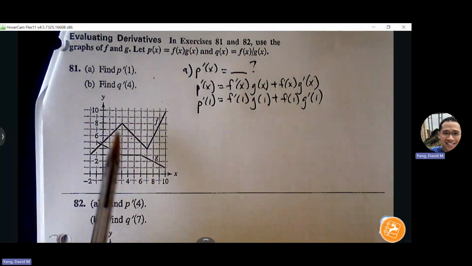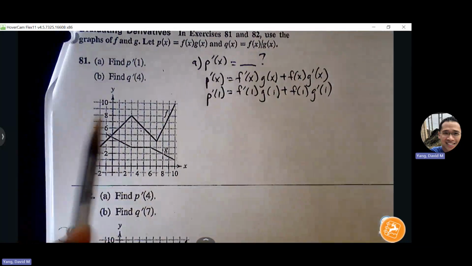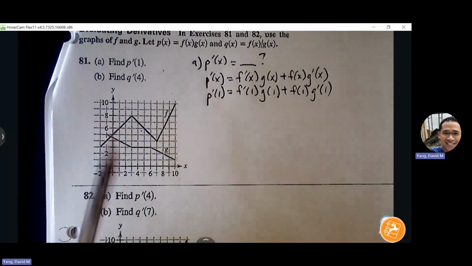But let me just highlight a few things about slope. Normally slope is just rise over run, right? If it's a diagonal line, it's easy.